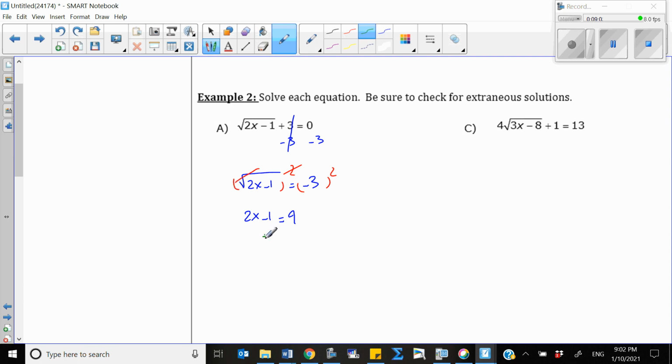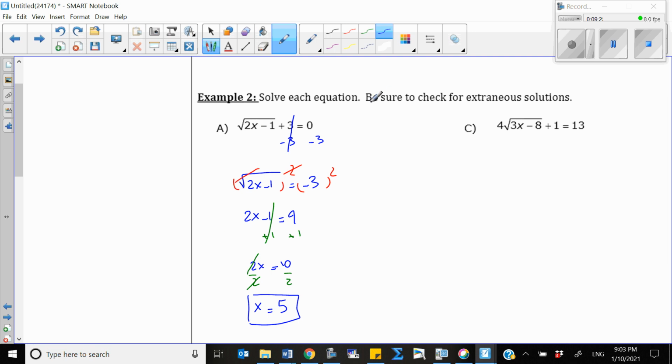This power of 2 will cancel the square root, and I will have 2x minus 1 equal to negative 3 squared, which is 9. Now again, I have a linear equation. I'm going to solve that by adding 1 to both sides. So it will be 2x equal to 10. Then divide both sides by 2. These two cancel each other, and then we have x is equal to 5. So at this point, it looks like I have the answer. x equal to 5 is a solution.